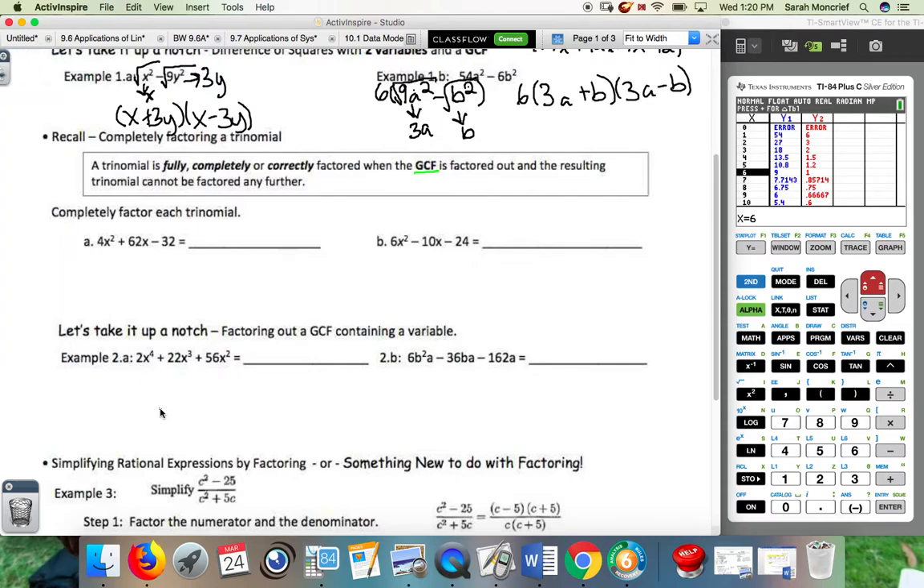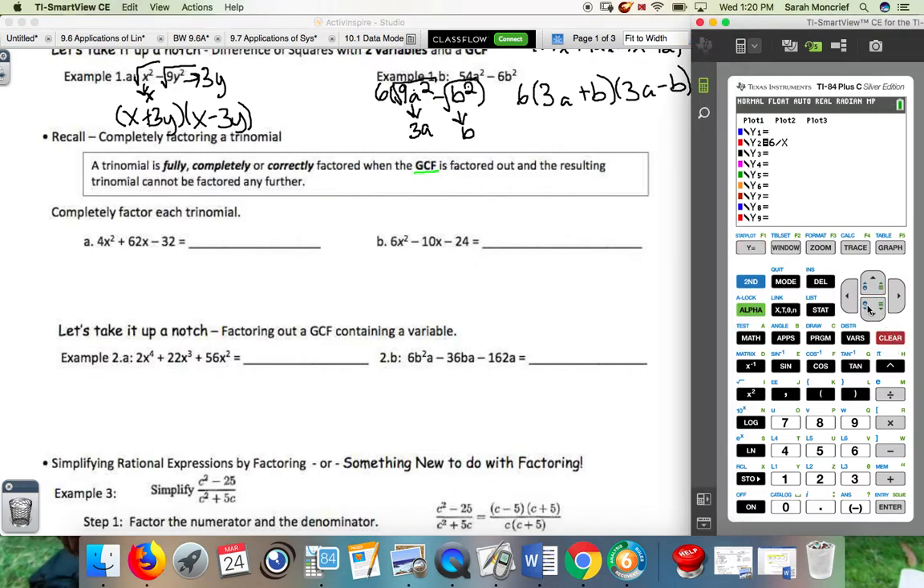So let's look at A. We have 4x squared plus 62x minus 32. So let's see if we can find a GCF between those three numbers. Go into your y equals and do them all divided by x. Our A is 4, so 4 divided by x. B is 62, so 62 divided by x. And C is 32, so 32 divided by x.